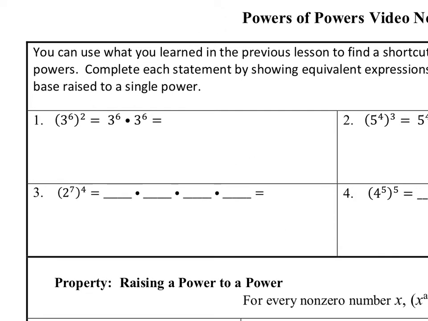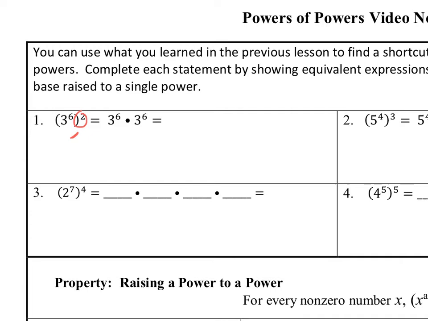By a power to a power, that means that we have an exponent on the inside of the parentheses and an exponent on the outside of the parentheses. We're going to complete each statement by showing equivalent expressions, and equivalent expressions are expressions that are exactly the same, and our final answer will be written raised to a single power. So we want to write this answer so we only have one power instead of two. So 3 to the 6th squared.